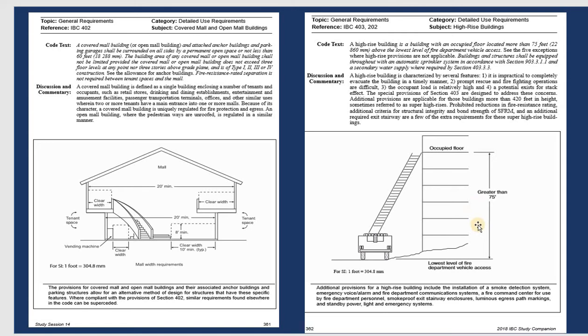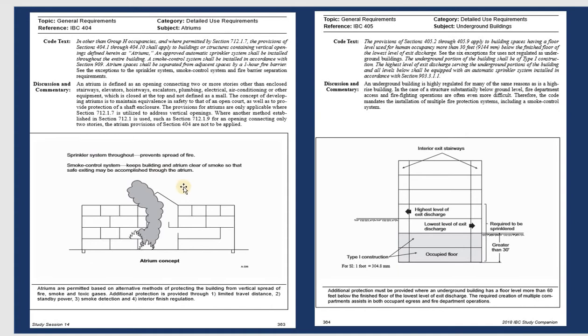And if you have high buildings, greater than 75 feet, you need to have the ladder outside, designed from the lowest fire department vehicle access up to the occupied floor. And if you have the atrium in the buildings, you need to do something to prevent the spread of fire by the smoke control system, keep the building atrium clear, and the smoke safe for existing, maybe complement the one that completes through the atrium. So this is the concept you need to follow.